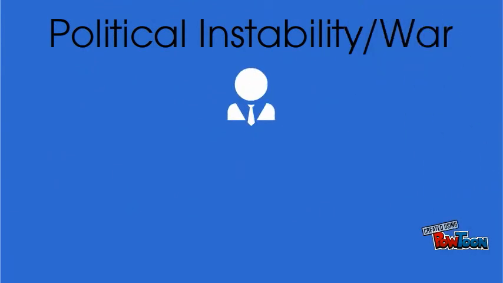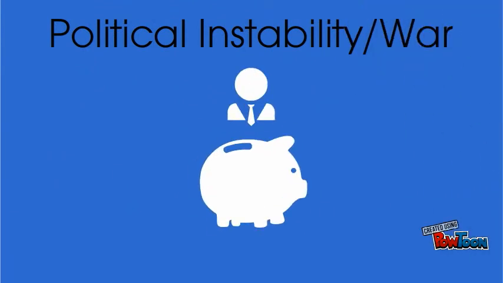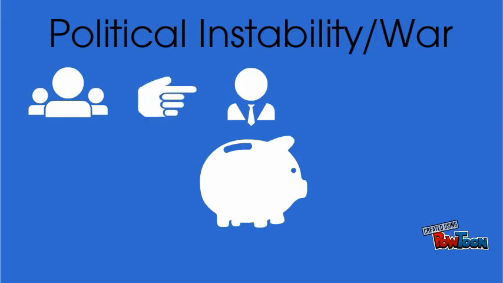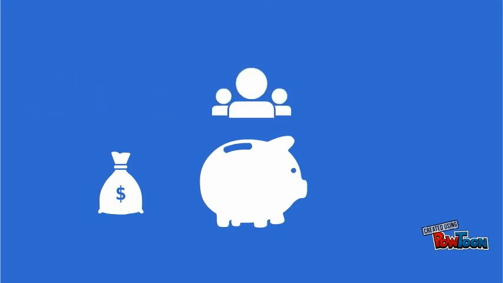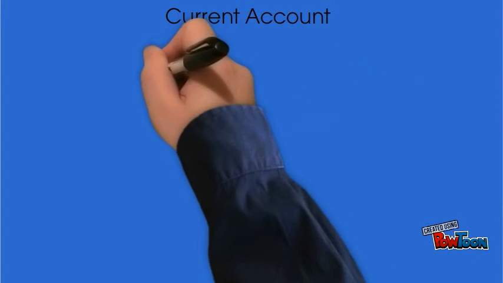Political instability and war. Let's say there's a government and a bank, but a bunch of people don't like the government and go to war and overthrow them. They can then turn the country's currency into something that's worth very little or nothing at all, and this is worrisome to investors who don't want to lose money.